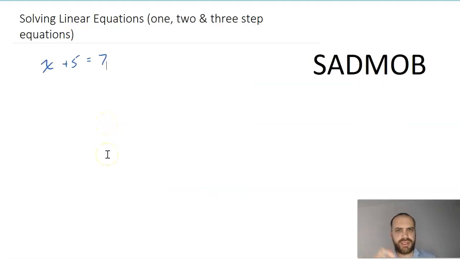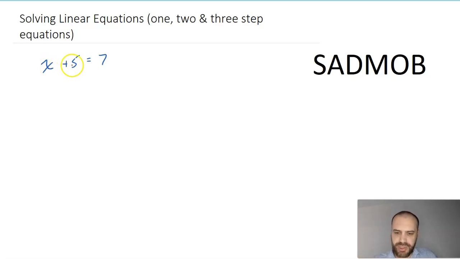Now, the reason we need this SADMOB idea is because we have some unknown x, and plus 5 is being added to it, and the answer is going to be 7. Now, you can probably just look at that straight away and know that the answer is 2. But when we get into more difficult problems, you're going to have to come up with a better way of working than just looking at it, because it gets more difficult.